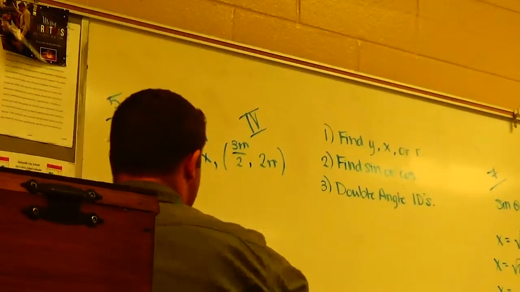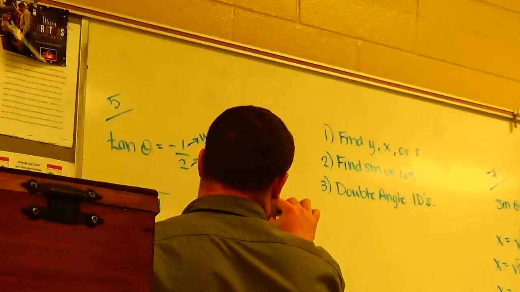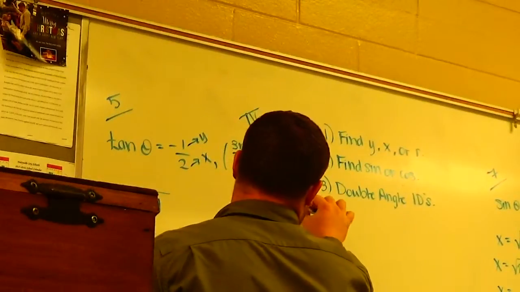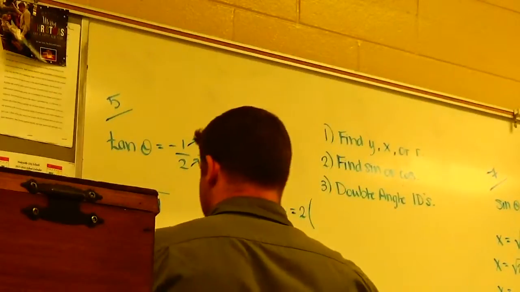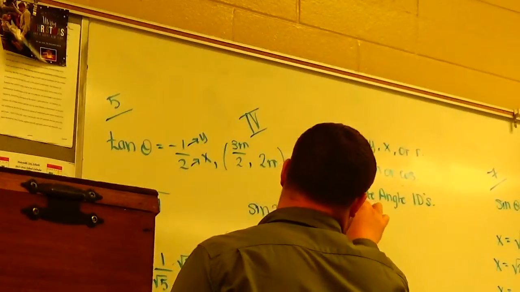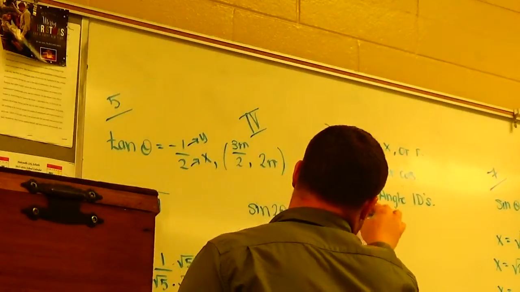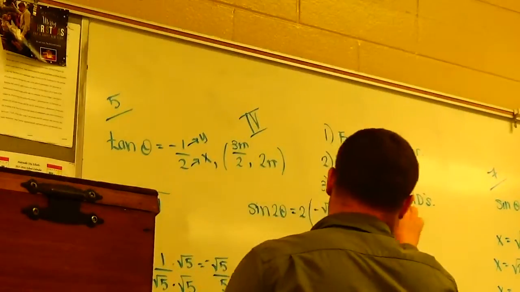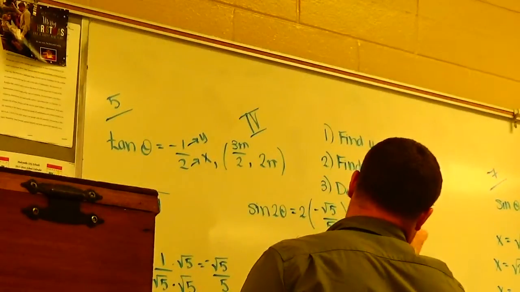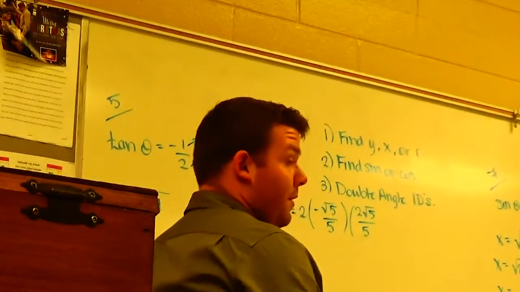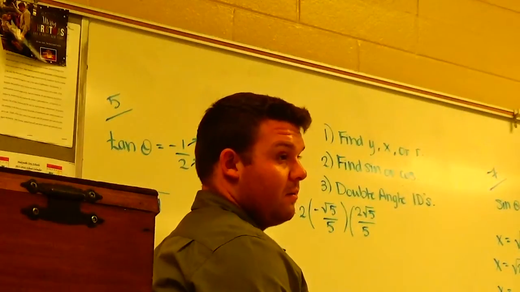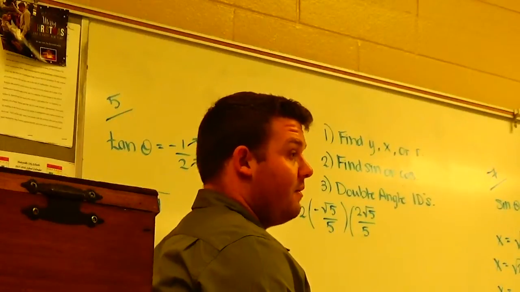Okay. So now we've got sine of 2 theta. What does that equal? Well, if we say 2 times our sine, which is negative square root of 5 over 5, times our cosine, which is 2 square root of 5 over 5. Well, 2 times the square root of 5 gives me what? Negative 2 square root of 5.